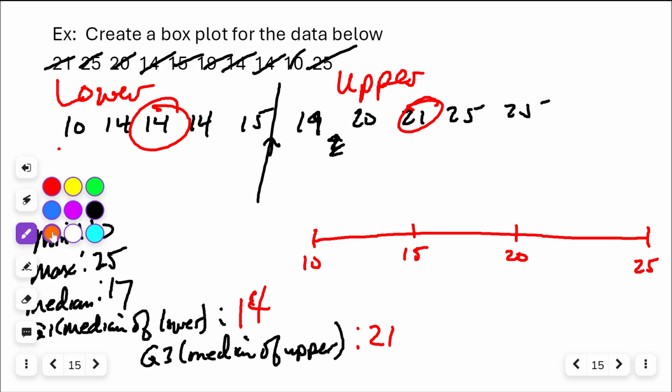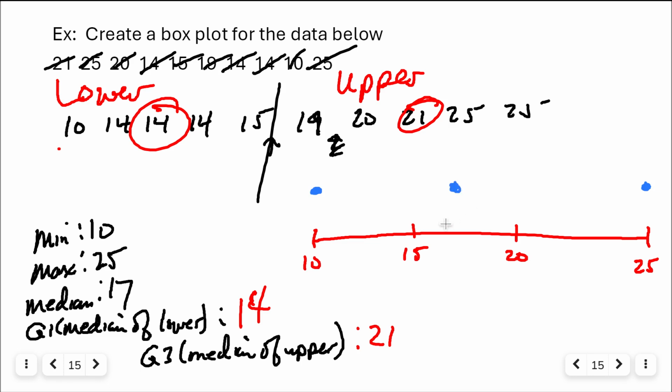Okay, so let's plot them here. So we got 10. We're going to draw it above where the number line is. We got 25. And then we have 17. That's about right there. Okay, then we have 14, about right there. And 21 is about right there.